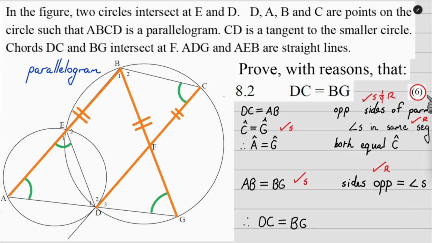So having a look where the six marks come from. Your statement and reason saying the opposite sides of the parallelogram are equal gets you your first mark. The statement and reason get you one mark apiece for doing that bow tie that we discussed earlier. And then your fifth mark comes from concluding these sides are equal using sides opposite equal angles. That reason gets you the last mark. And that officially wraps up this question.